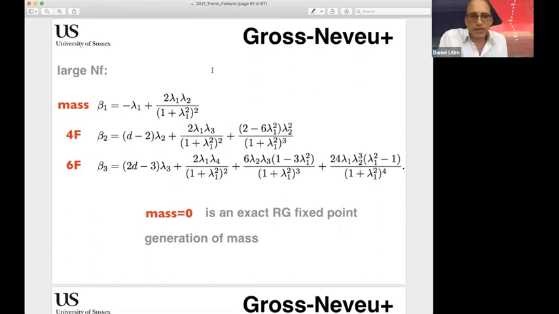Yeah, very good point. What I can say about this is this equation here is exact. It's not a one loop property at large n. Yes, at large n.